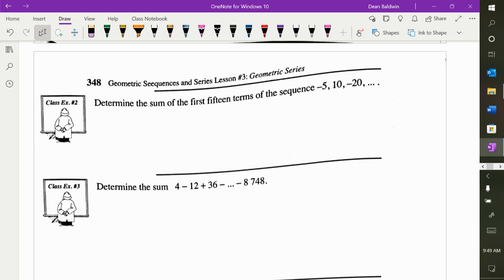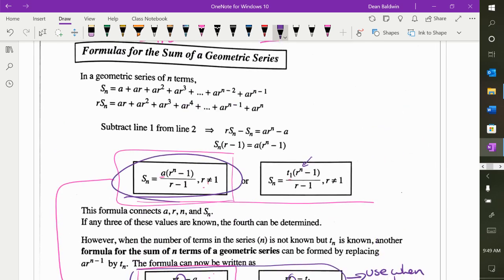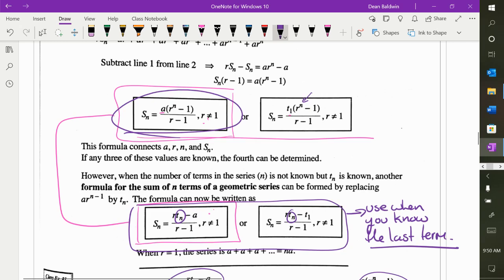Okay, here we go. Determine the sum of the first 15 terms of the sequence -5, 10, -20, and so on. First thing you have to ask yourself, do you know the last term? No, because it just goes on. So we don't know the last term. If you don't know the last term, the only formula you can use is the first one. So we're going to write that formula down.